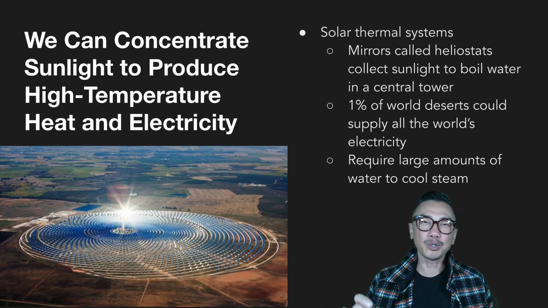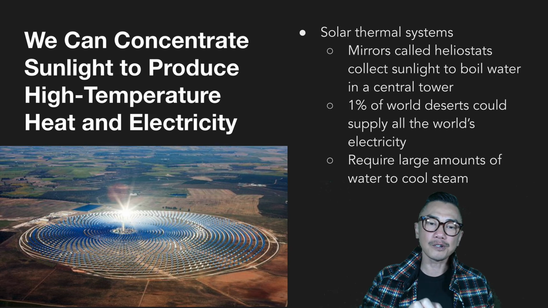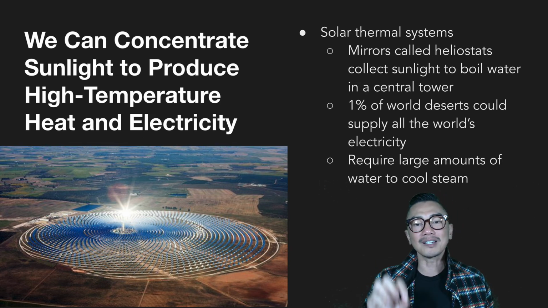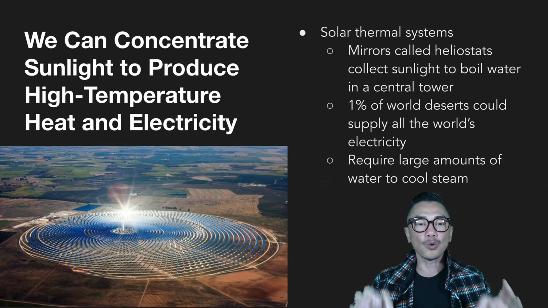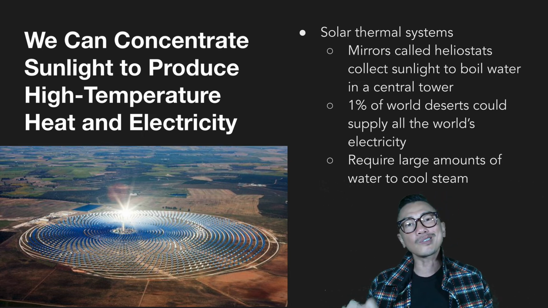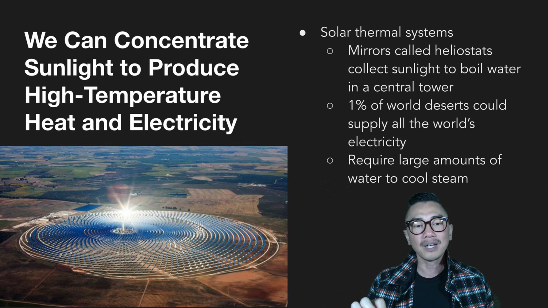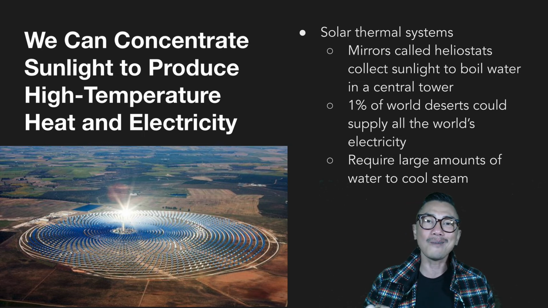Electricity can be produced using sunlight using solar thermal systems. These systems use mirrors called heliostats to collect and direct sunlight in order to boil water in a central tower. Using these systems, 1% of the world's deserts could supply all the world's electricity needs. The drawback of these systems is that they require large amounts of water to cool the steam, which doesn't exist or is hard to come by in the desert.